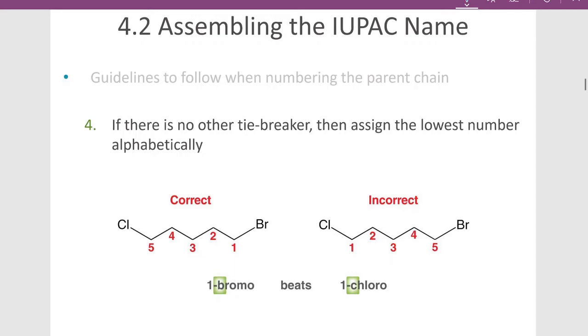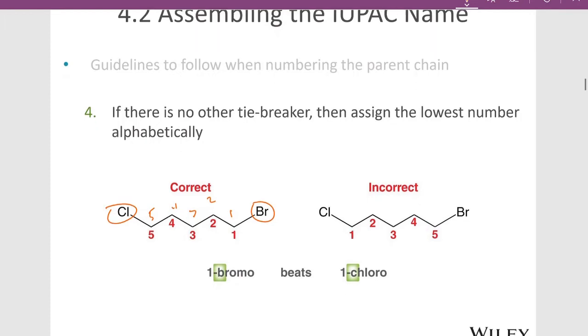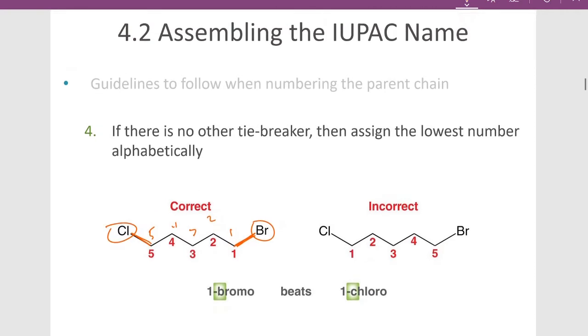If we don't have a tiebreaker as far as numbering, then we want to assign the lowest number according to the substituent that comes first alphabetically. Notice our carbon chain here, this is another thing that trips students up sometimes. Our carbon chain is 5 carbons long. If we number it on the left, 1, 2, 3, 4, 5, you can see that the chlorine and the bromine don't count in that numbering scheme. The bonds from carbon 5 to the chlorine and carbon 1 to the bromine are bonds to the halogens. The carbons are the ones I'm drawing here with the dots. So keep that straight.